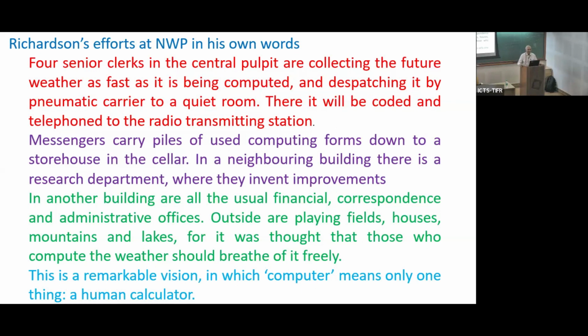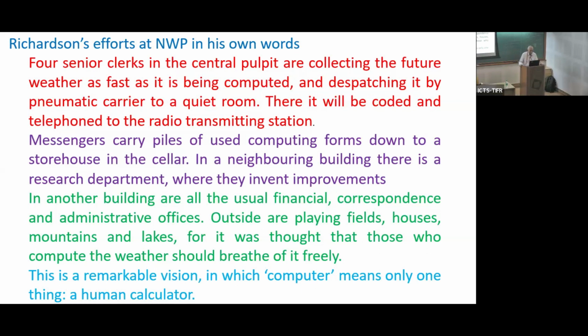Now he imagined that the way of forecasting is a problem which is going to be never ending. So there has to be a lot of research, and research cannot happen in the operational scenario that he envisages. So that has to be undertaken by specialists, by different sorts of people in an adjacent building. They will invent improvements on how to improve the forecasting scenario.